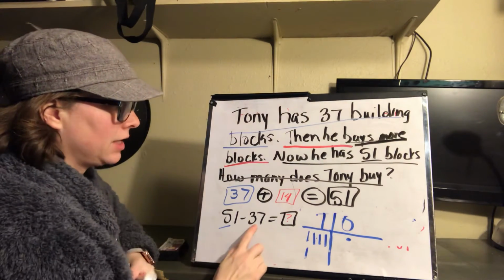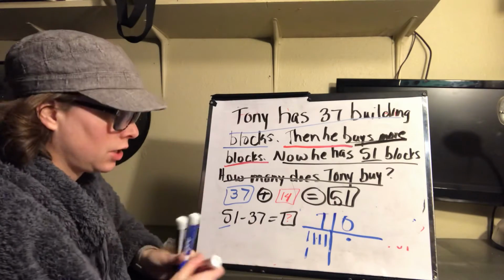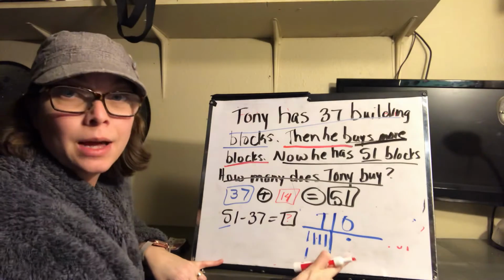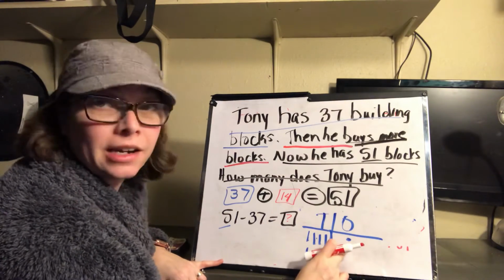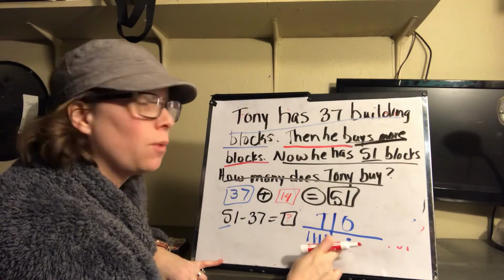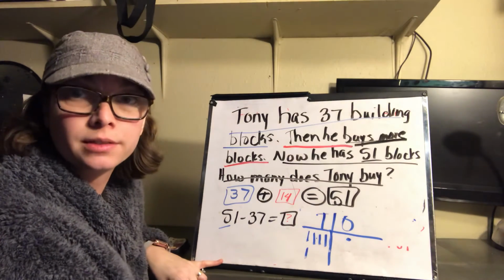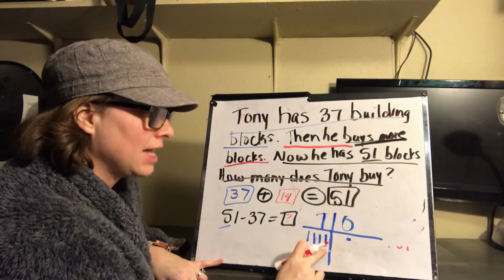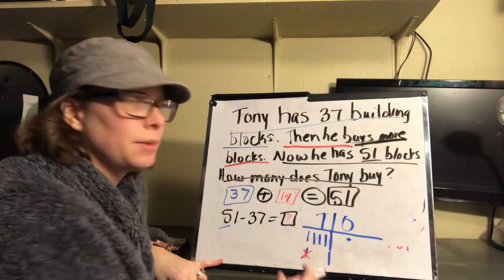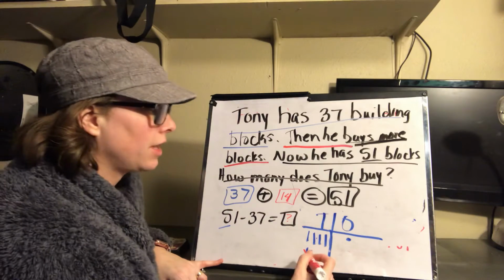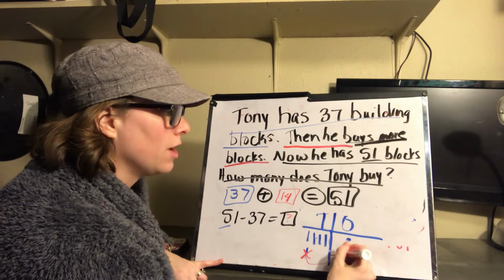And now I have to take away 37. So I know I have to take away 3 tens and 7 ones, but I only have 1 one here. So in order to get more ones, where can I go to get more ones? That's right, you can go to the tens, because the tens is made up of ones. And how many ones is a 10 made up of? 10. So then I can move that over and I can draw 10 ones.